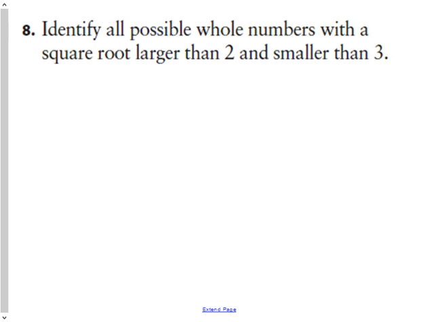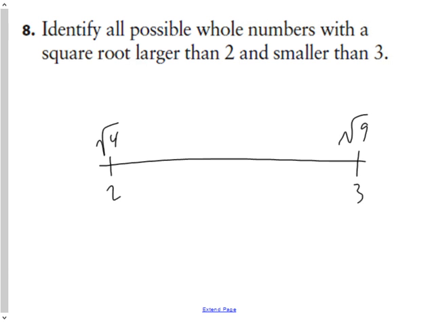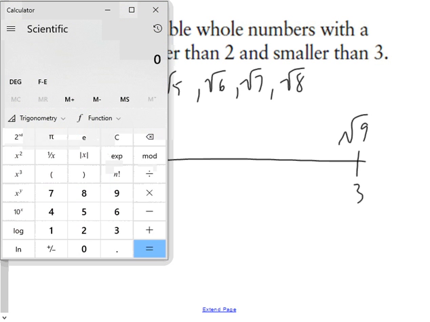Question 8 says identify all the possible whole numbers with a square root larger than 2 and smaller than 3. So the square root of 4 gave us that square root of 2. The square root of 9 gave us that square root of 3. So all of the possibilities would be the square root of 5, the square root of 6, the square root of 7, and the square root of 8. There are 4 possibilities. Those 4 square roots will all give us square roots larger than 2 and smaller than 3.